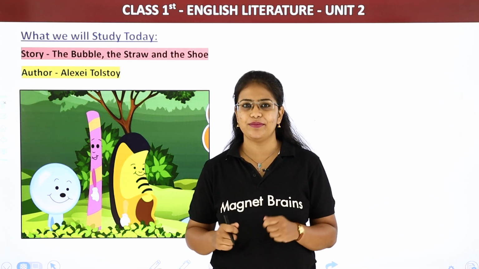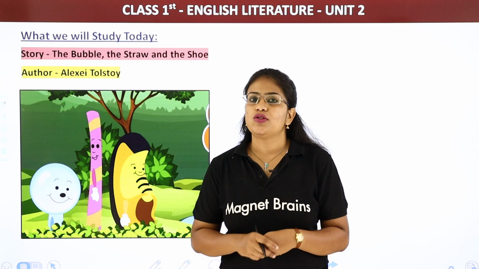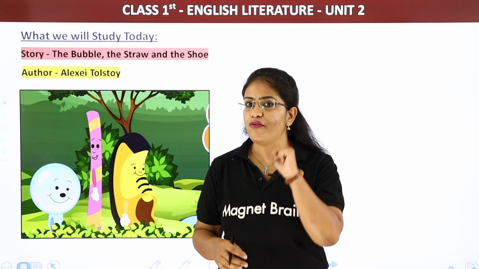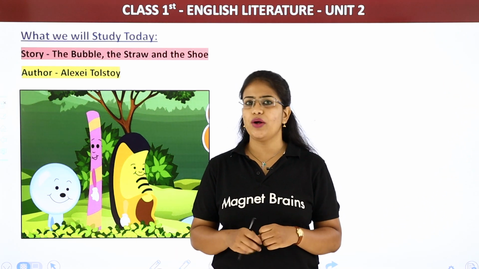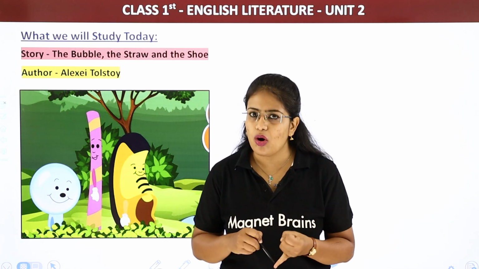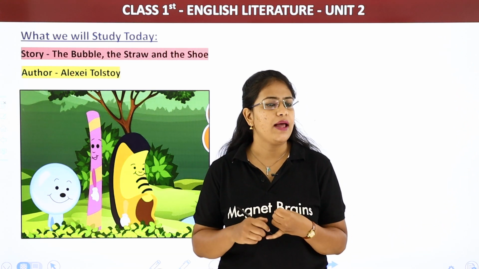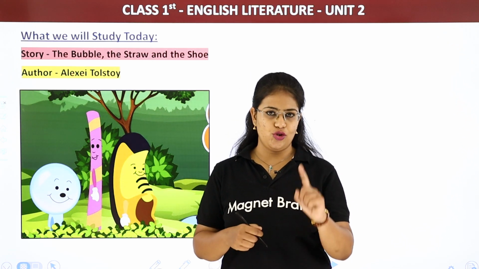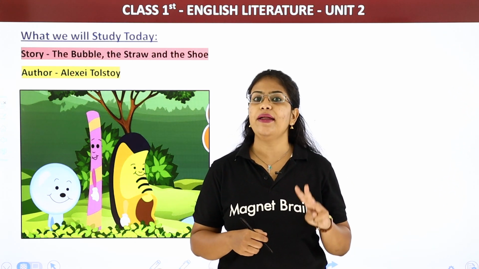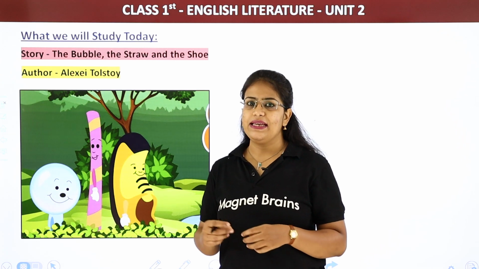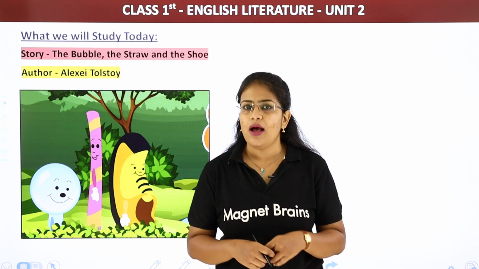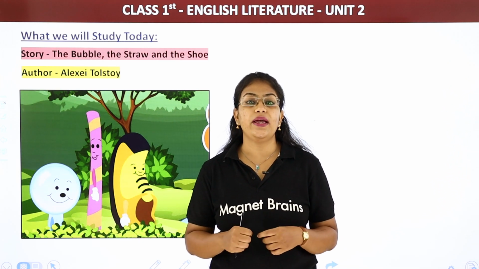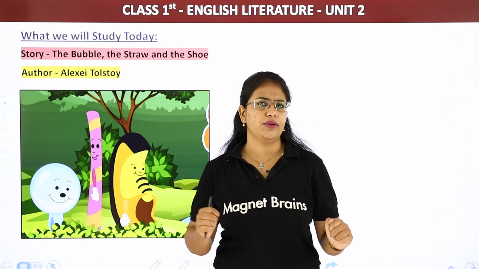Are you excited? I am very excited. So our story is about three friends. आपको पता है कौन कौन है वो? We have a straw, we have a bubble and we have a shoe. We have three friends, straw, shoe and bubble. So we will see their adventure. हम लोग देखेंगे कि इन लोगों ने एक जंगल में जाके क्या किया, ठीक है?